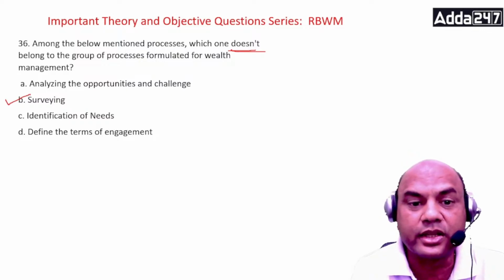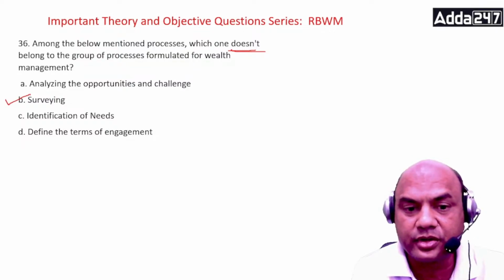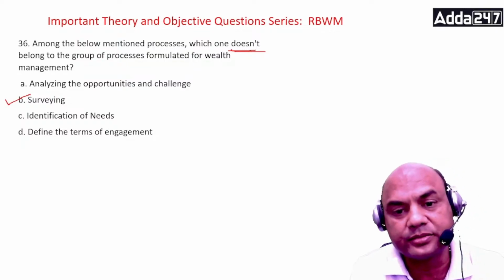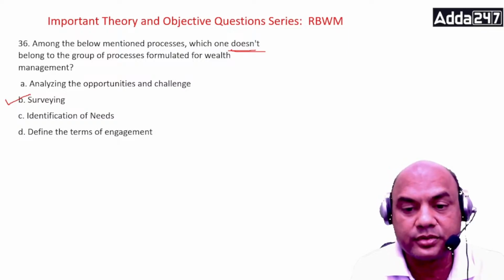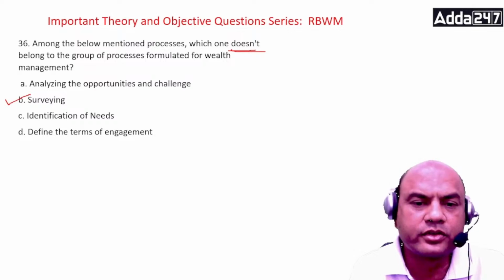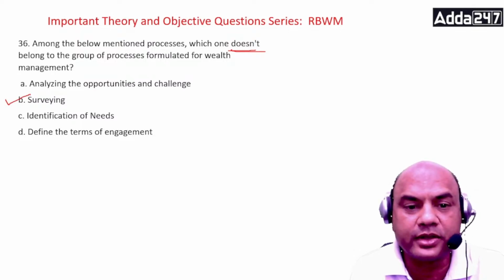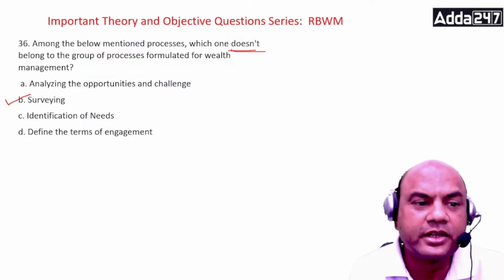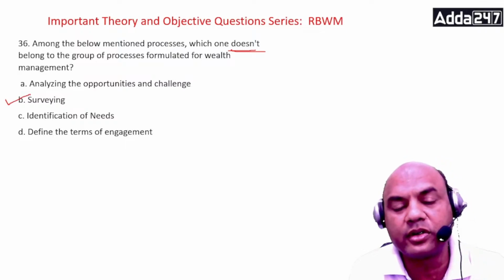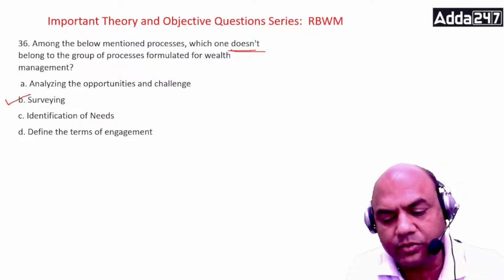Okay, so that's why in implementation you always have to look at it. Got it? That is the key area which we always lose on. Okay, next. Surveying is not part of this. I gave you all those 6, 7 steps. Surveying is not one of the steps in this formula for wealth management.